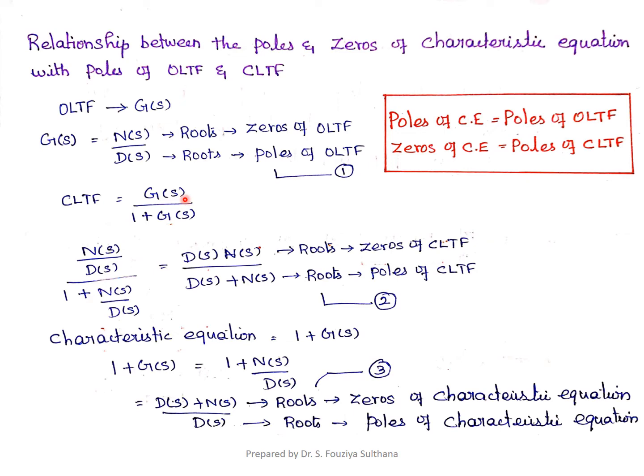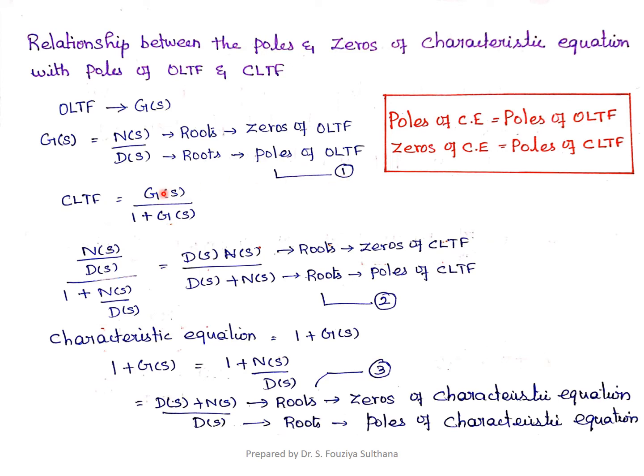The open loop transfer function is represented by G of S. Consider G of S is a rational function which has a numerator and a denominator. The roots of the numerator will give the zeros of the open loop transfer function and the roots of the denominator will give the poles of the open loop transfer function. Consider this as equation number 1.